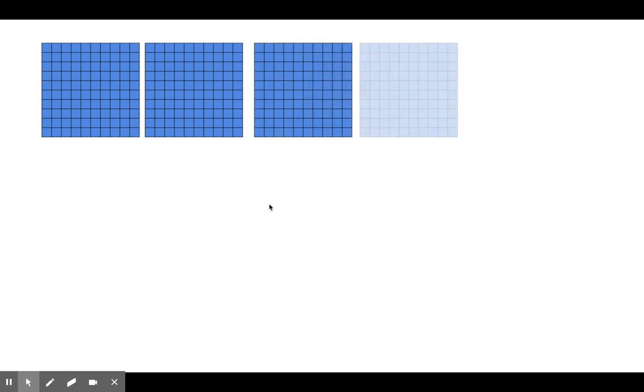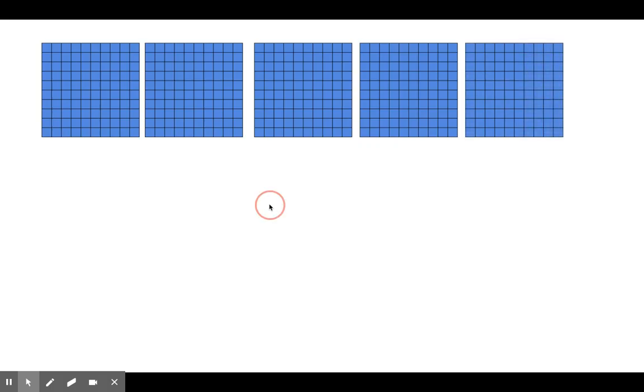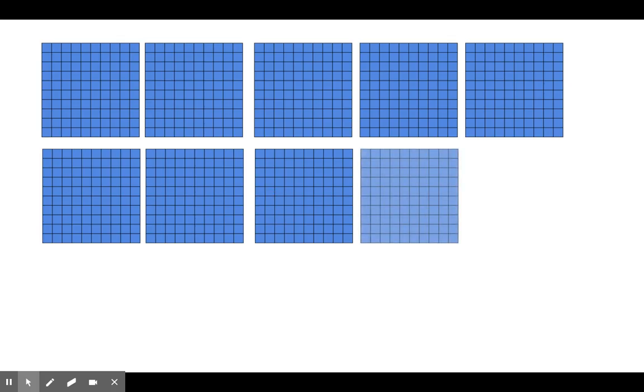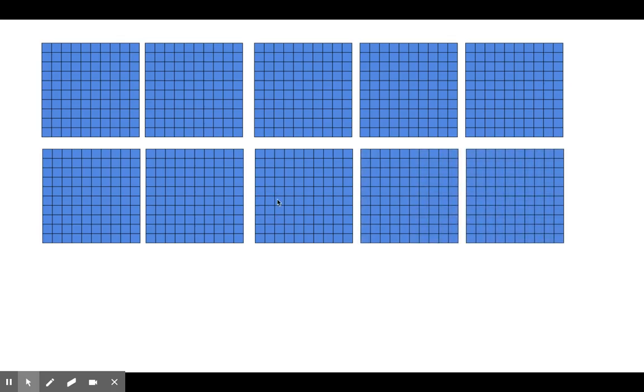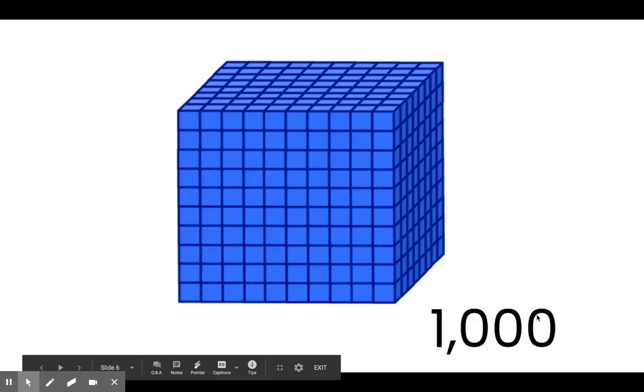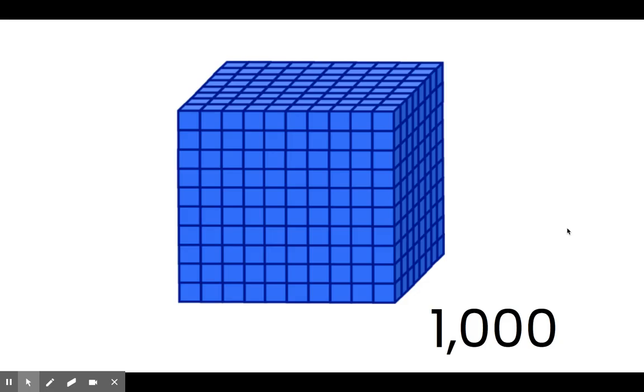Now I have 200. Let's count by hundreds. We have 200, so let's keep counting on. 200, 300, 400, 500, 600, 700, 800, 900, 1,000. What can we do with 10 groups of 100? You're right, we can trade them for a 1,000 cube. That's a lot of small 1 units. It's 1,000.